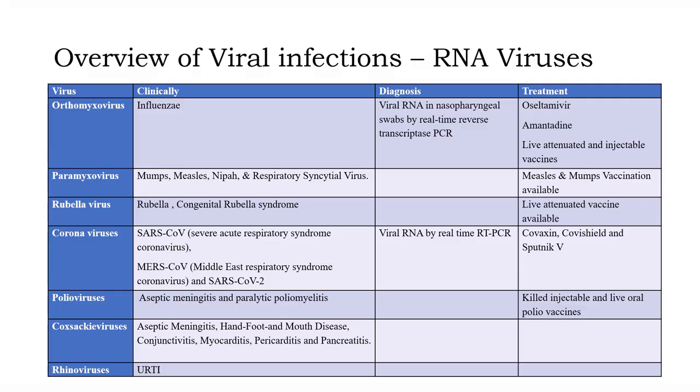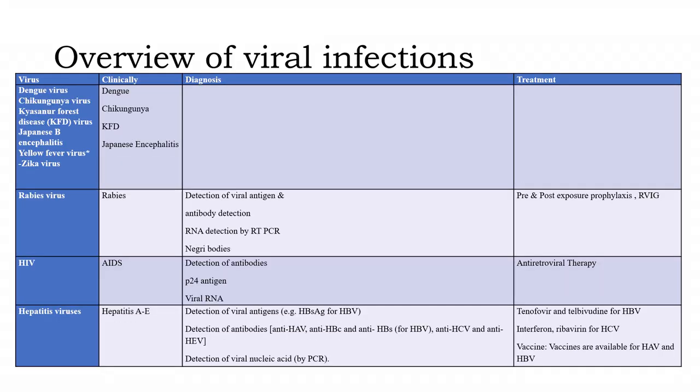Now the RNA viruses. You have the orthomyxovirus, influenza, we all know. Paramyxoviruses are very important: you have mumps, measles, Nipah, and respiratory syncytial virus. Rubella virus is a very important cause of congenital rubella syndrome. Coronaviruses, we don't have to stress their importance now because you have SARS-CoV, MERS-CoV, and COVID-19. The polioviruses, which have been there for a long time, cause aseptic meningitis and paralytic poliomyelitis. The Coxsackie viruses and the rhinoviruses are important for upper respiratory tract infections.